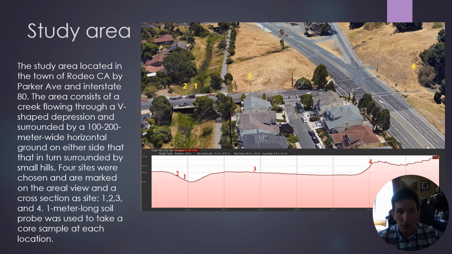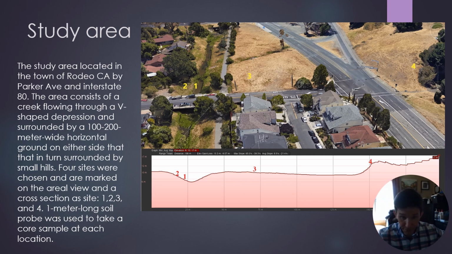Here, as shown on the Google Earth image and the profile created from it, is our study area. The area is located in the town of Rodeo, California, and is an area that is assumed to be undeveloped, by the Parker Avenue and Highway Interstate 80. And what we have here is a medium-sized creek that never runs dry, that flows through the town of Rodeo.